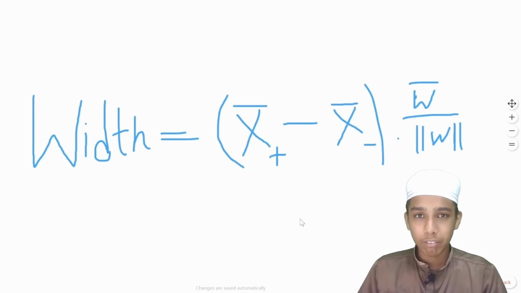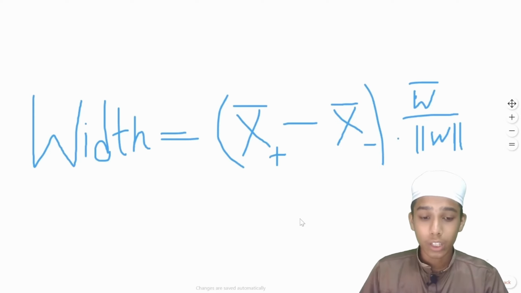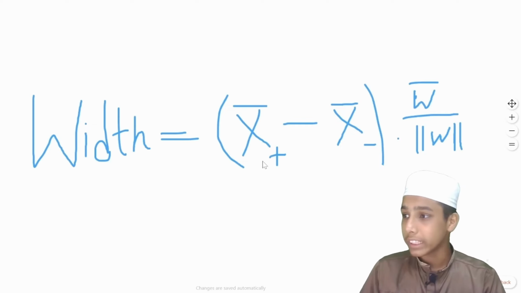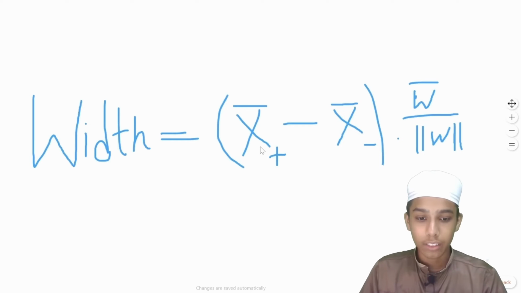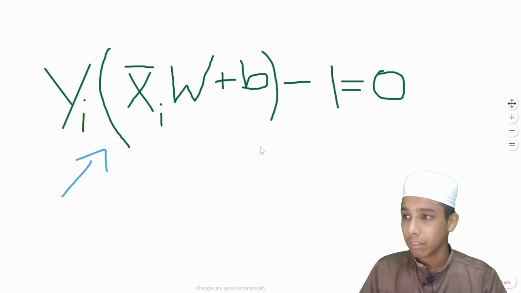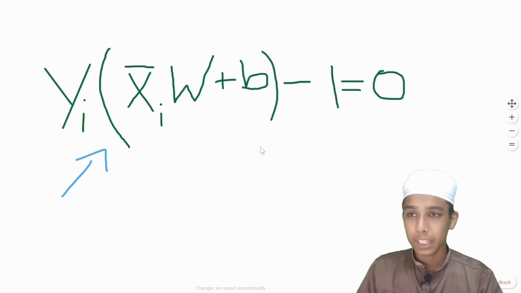If you remember, one video before, we had an equation where you have something like y sub i into x sub i into w plus b. At that time we were having b, but if you see here, we don't have any b, right? That's nice. Now what about this x plus minus x minus? We have this x plus and x minus. What are these? So let's recall our equation where we had y sub i into vector x sub i vector w plus b minus 1 equals to 0.